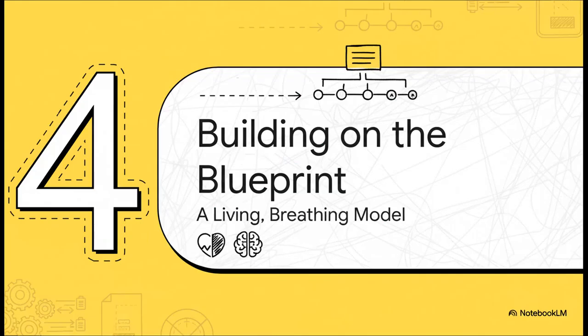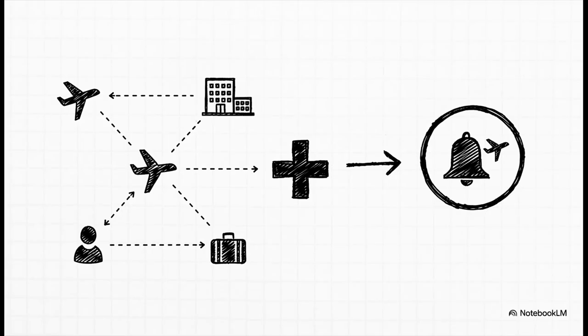But here's a really key point. An ontology isn't some static report that's out of date the second you print it. No, it's a living, breathing model that can evolve and grow right alongside your business. So let's say a new business process comes up. Like, you need a better way to manage flight delays. You don't have to start all over from scratch. You just add that new concept directly into the digital twin you've already built.